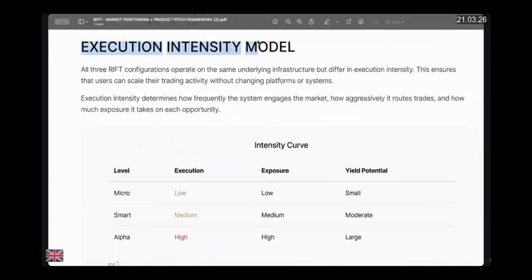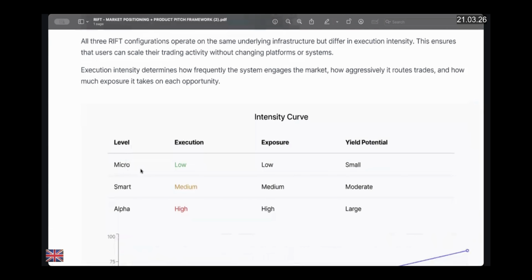Then if we look at the execution intensity model of these strategies, these high intensity engines that we have built, the micro flow strategy executes at a low level, and exposure is also low with a small yield potential, because the trades placed by this strategy are basically small ticket size trades, just like the one which we did.